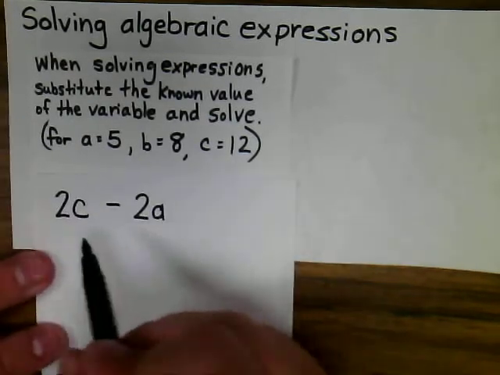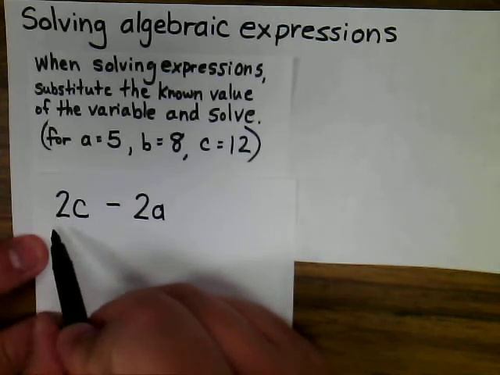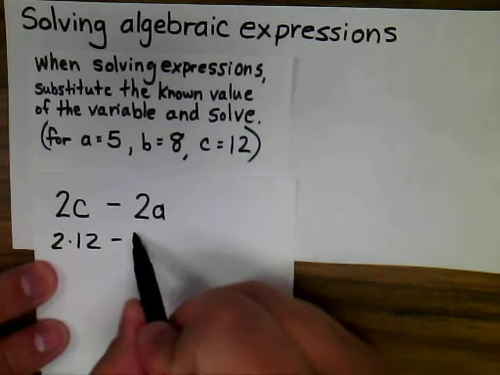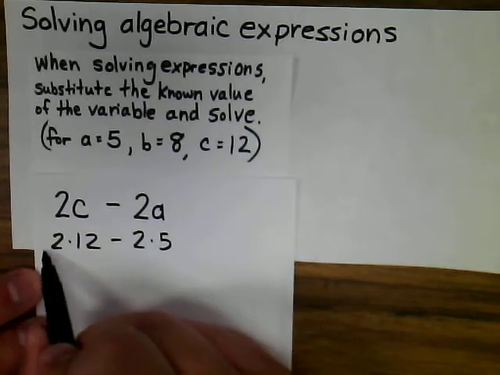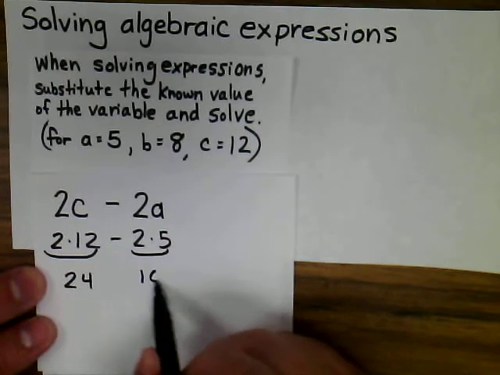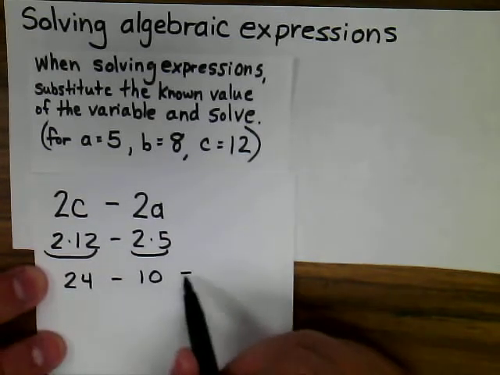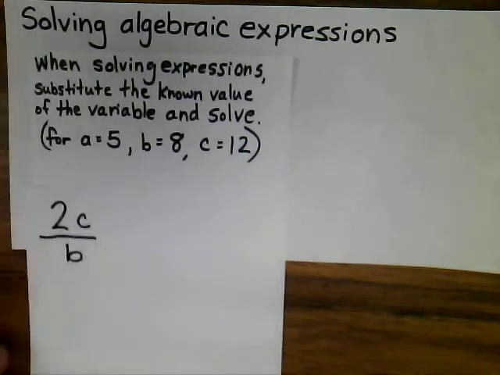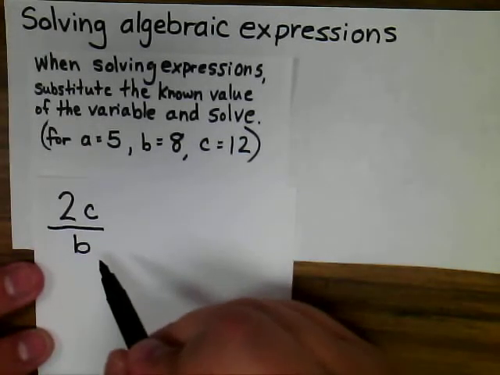Another coefficient situation, again, 2 times C would be 2 times 12, and 2 times A would be 2 times 5. And again, we're going to follow the order of operations. 2 times 12 is 24, 2 times 5 is 10, and then we can subtract, and we know 24 minus 10 is 14.